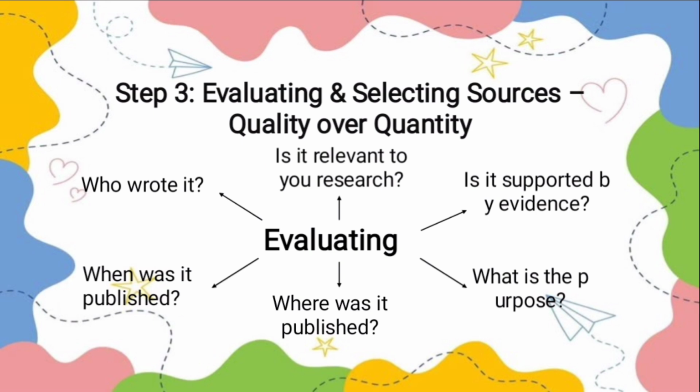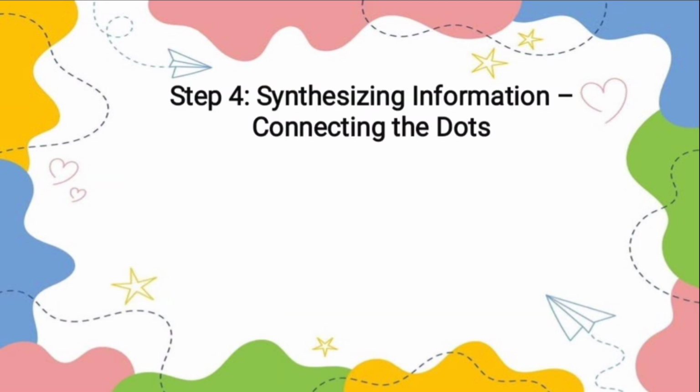Alright, so now let us go to step 4. Synthesizing information or connecting the dots. So after you've gathered and selected your good sources from 2 and 3, this step is about looking at them together to find a bigger picture. Instead of just talking about each study separately, you're trying to see how they relate to each other. Think of it like this. You've collected puzzle pieces, now you're trying to fit them together to see the overall image.